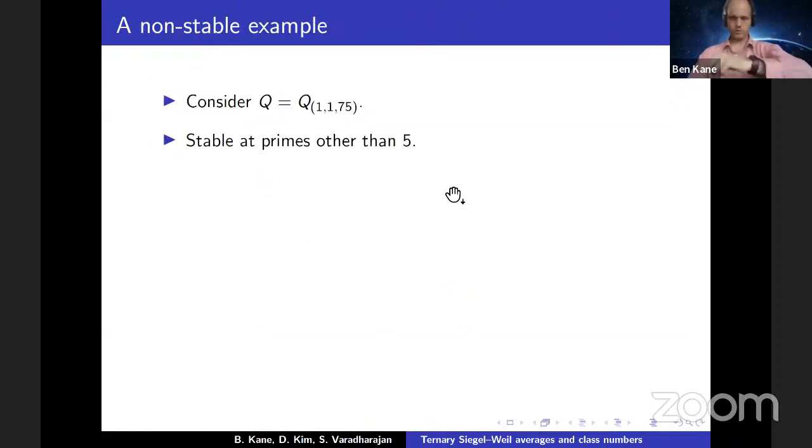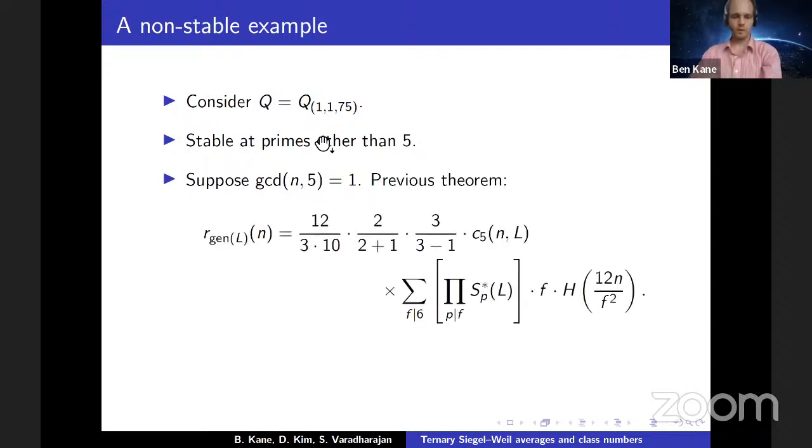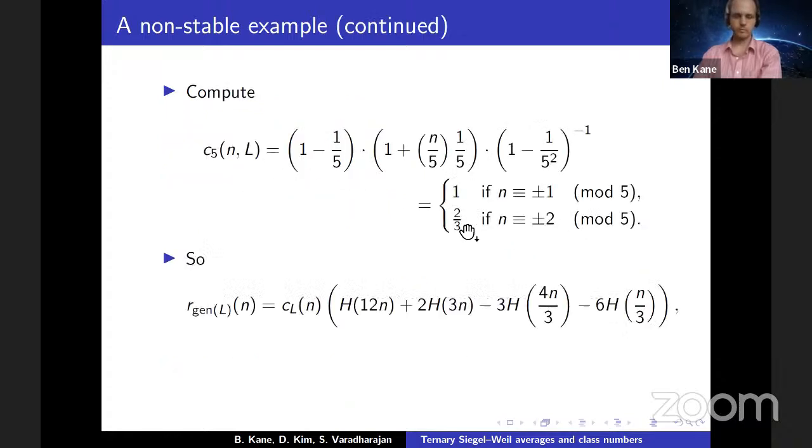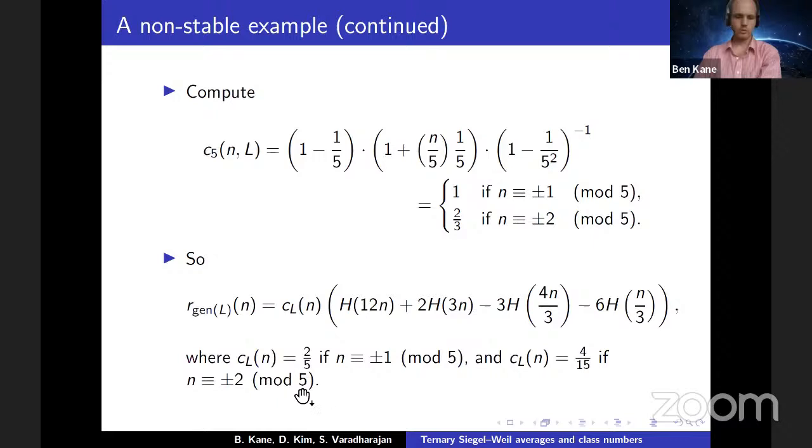I'm going to try to, in 1 minute, give you what happens in the case of the lattice 1,1,7,5. This is stable at every prime other than 5. If the GCD of n and 5 is 1, then the previous page gives us this relationship where we have everything except for C5 of NL, which is this local density. And then we just need to compute the local density, which can be done. And we get either 1 or 2/3, and that gives us a relationship.